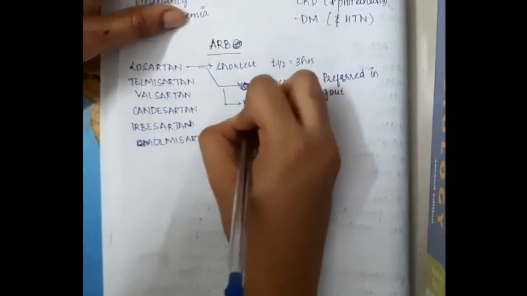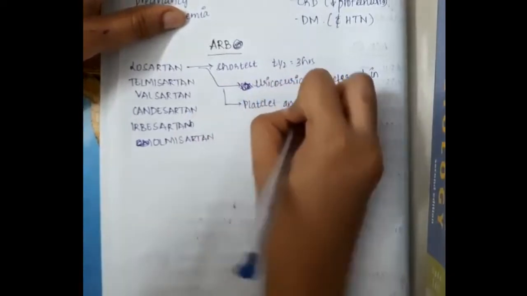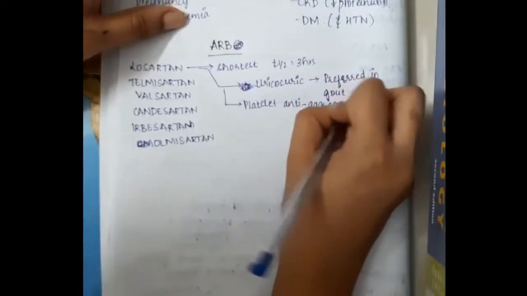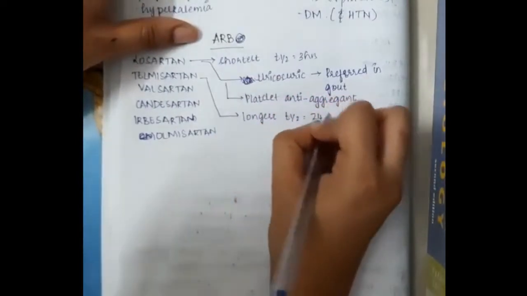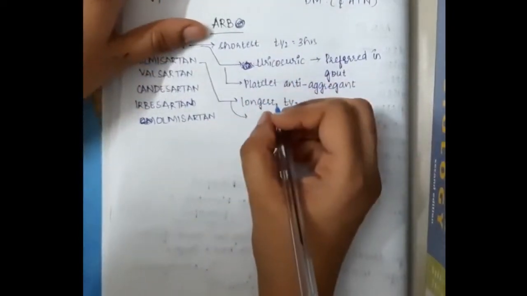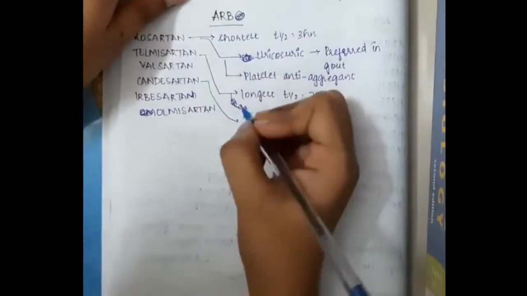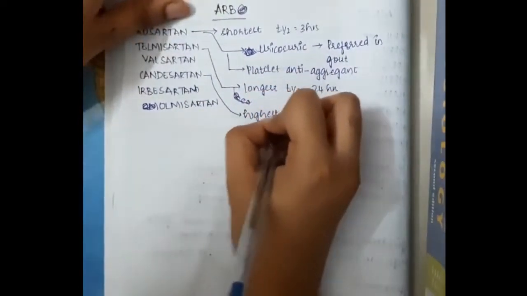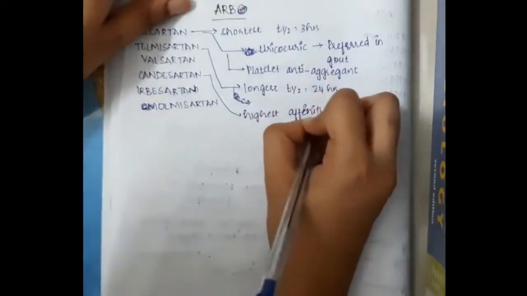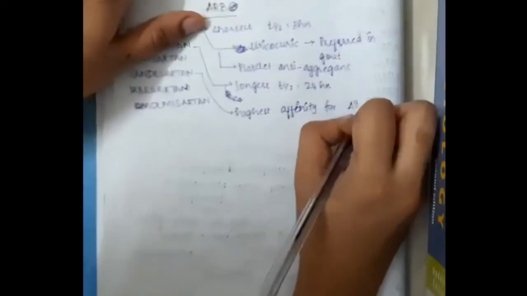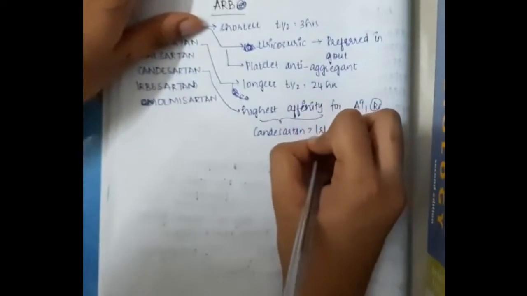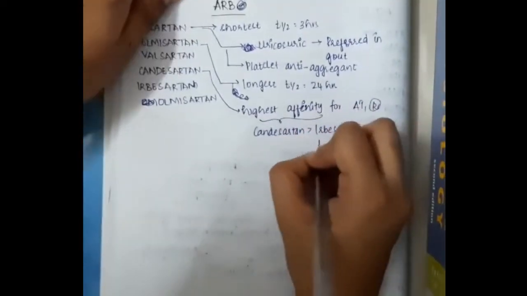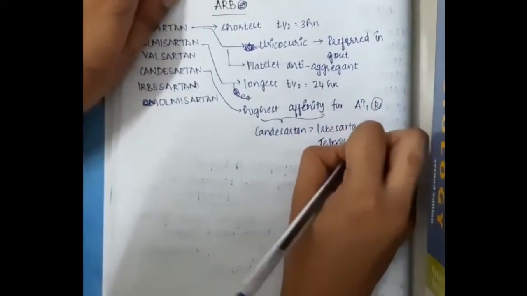Then this losartan is platelet anti-aggregant. Then we have telmisartan. Telmisartan has the longest half-life of 24 hours. Then we have candesartan. This candesartan has the highest affinity for angiotensin 1 receptors. If you see the affinity for angiotensin 1 receptors, candesartan is followed by irbesartan, followed by telmisartan.